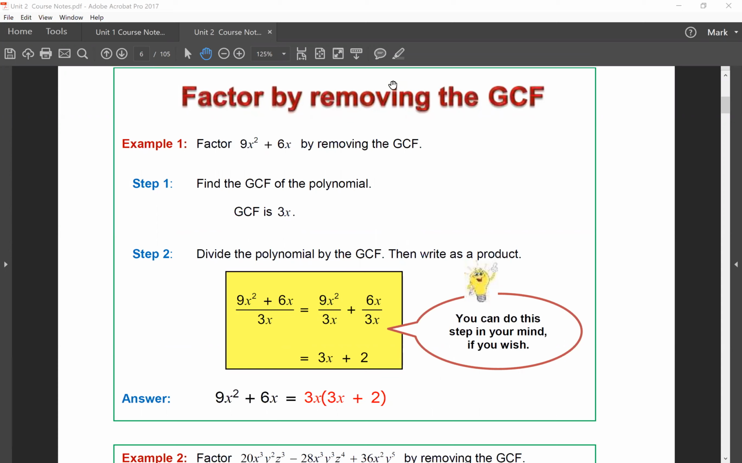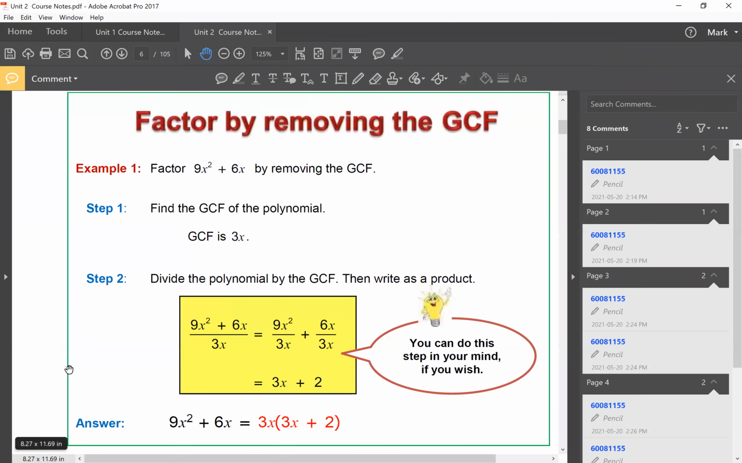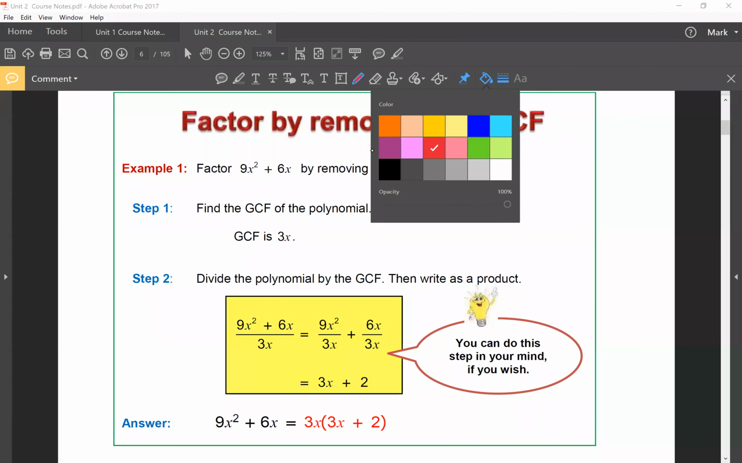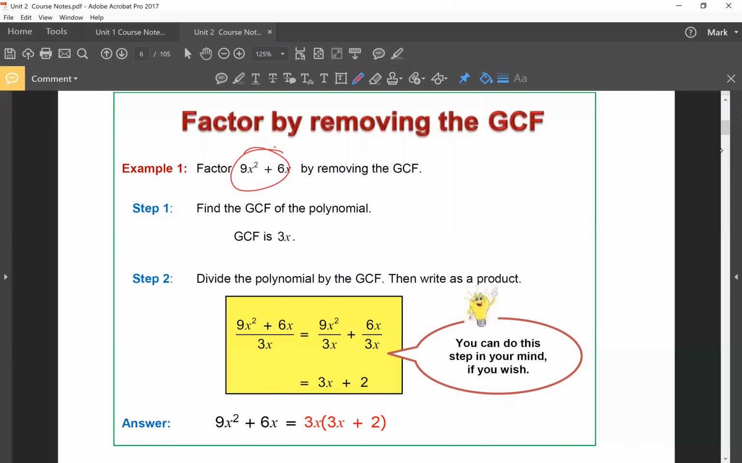All right, so factor 9x squared plus 6x by removing a greatest common factor. Okay, give me one second here. I just have to open up my tools. I want to change my color. I'm feeling like I'm going back to red. Okay, now I want to factor this term.